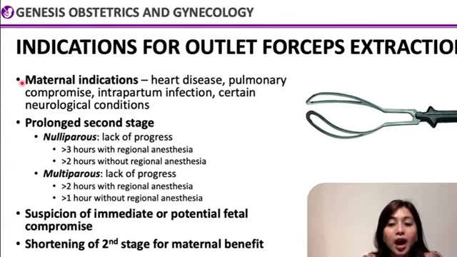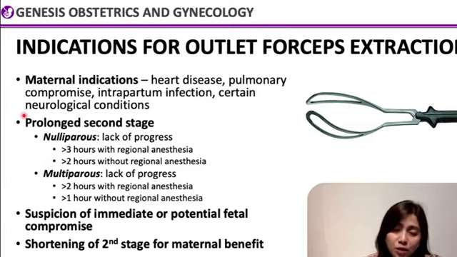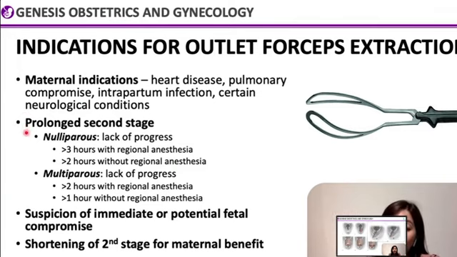What do you mean by maternal indication? Kapag ayaw natin mapagod yung mother, meaning meron siyang comorbid condition na hindi mo siya pwedeng ipapush. Example, if she's gravidocardia or may sakit siya sa puso, meron siyang pulmonary problem, or meron siyang neurological condition by which hindi siya makakapag-push. So, isa yung indication for outlet forceps extraction. So, for a patient, pasok siya dito, prolonged second stage.